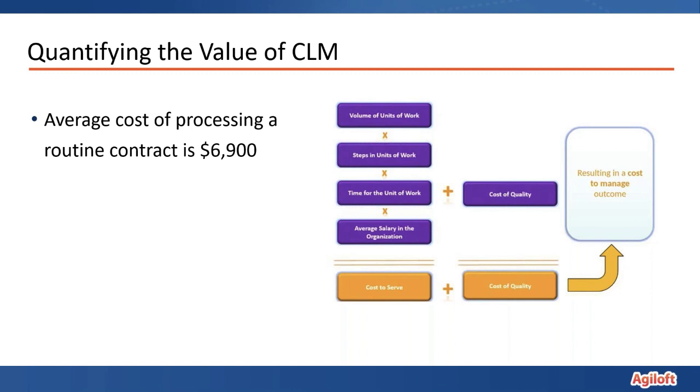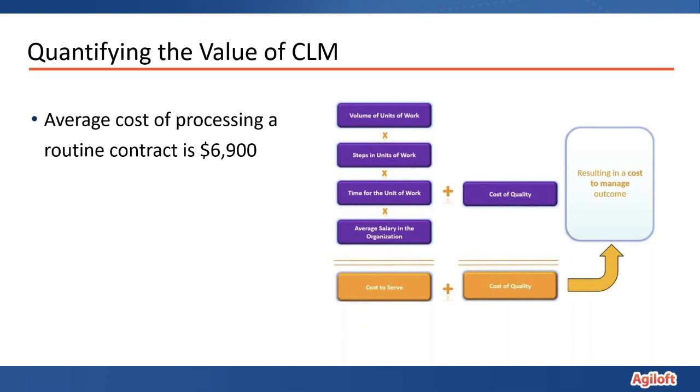So we can look at these cost to serve and cost of quality benefits. Cost to serve is straightforward. You can look at the volume of units of work being performed and the steps in the units of work. So it's A times B times C times D, a straightforward calculation. If you can reduce the time for that unit of work, or replace the manual activity with an automated workflow within a CLM tool, then you can not only reduce cost to serve by taking cost out of the process, but you can also improve the quality of delivery and take cost out of the second component, these cost of quality elements. It's the combination of those two things that leads to a cost to manage outcome.